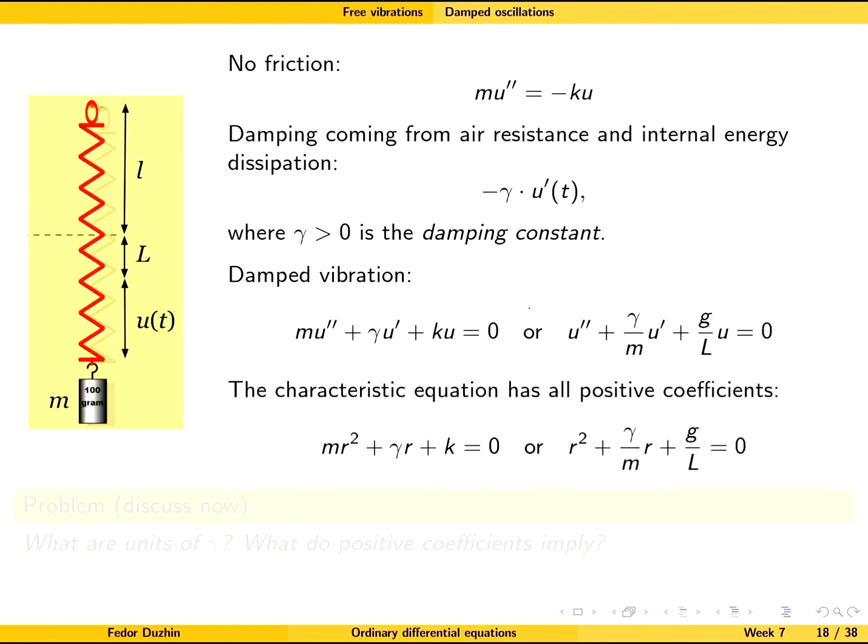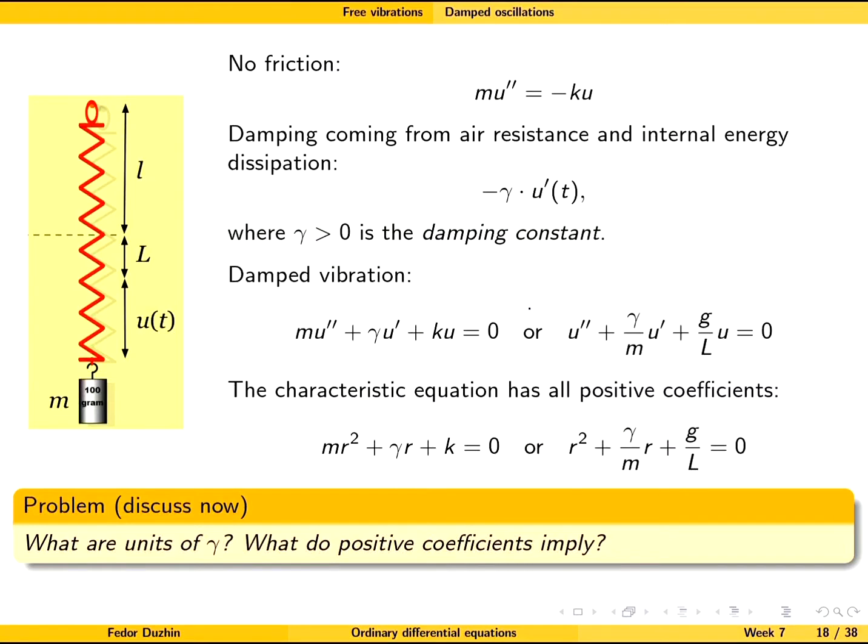Now in either case, it is important to see that all the coefficients of the characteristic equation are positive, right? I suggest that you pause the lecture now and try to think what the units of gamma are and what it means for a second order linear homogeneous differential equation with constant coefficients to have positive coefficients. Okay, and now let me explain it.